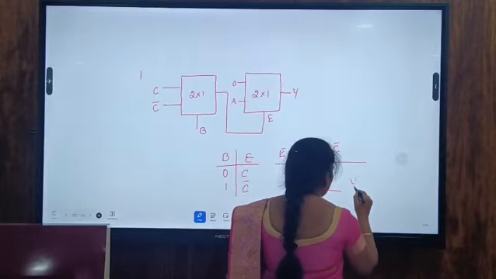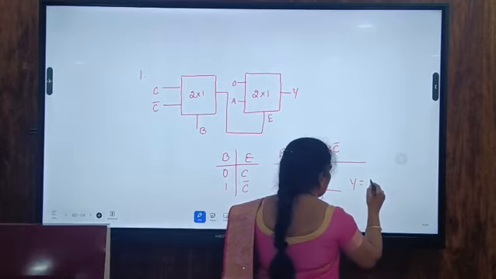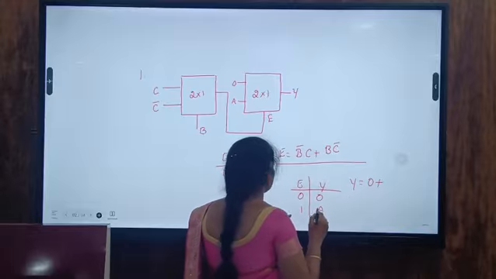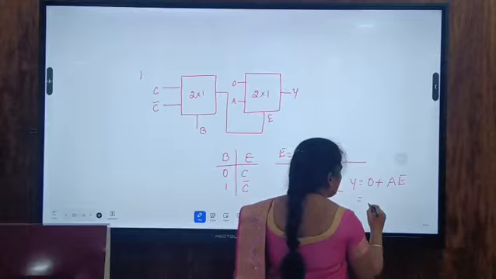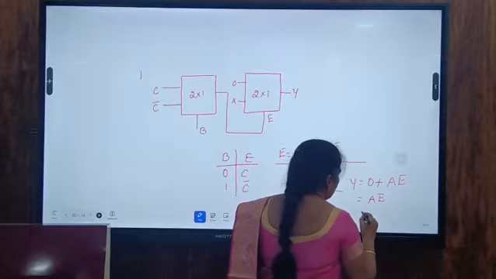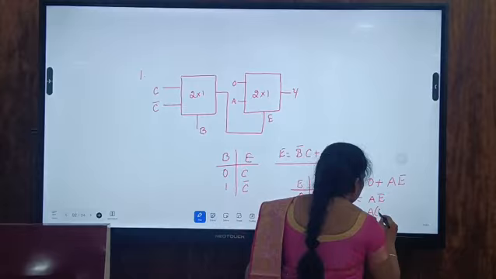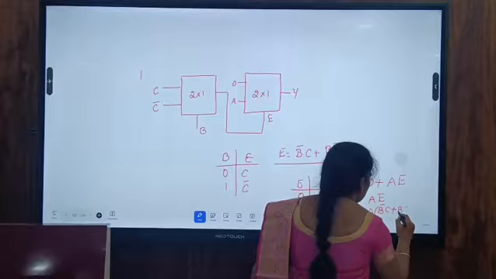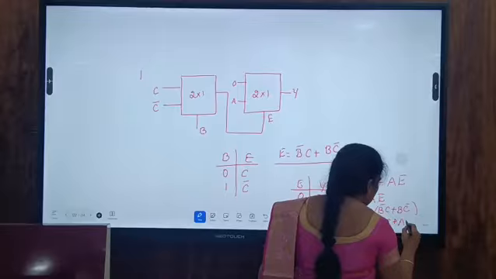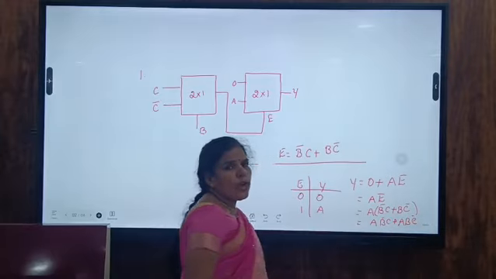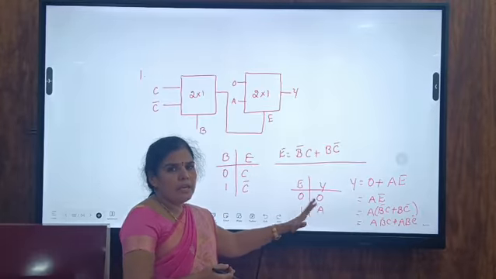So finally that output expression is 0 into E bar, that is equal to 0, plus the next one, A into E. So this is equal to A into E, and we already calculated what the E expression is, that is equal to B bar C plus BC bar. So the final expression is A B bar C plus ABC bar. So like this we have to find out the logical expression for the given circuit. So this is the final expression.